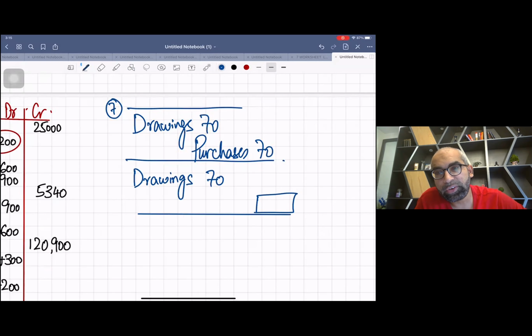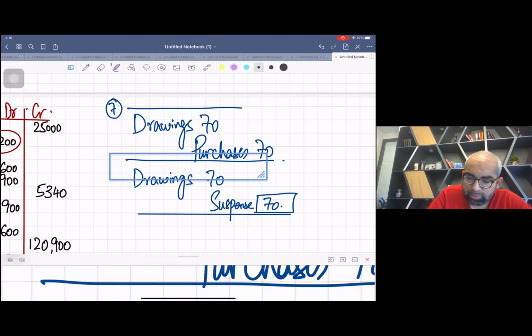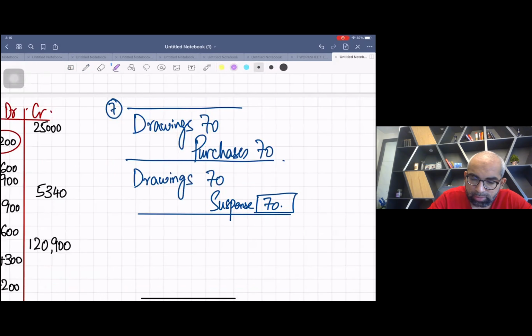So can you open your eyes? Can you see that in the second entry both sides are not the same? When both sides are not the same, that means the trial balance is out of balance, so you need to open a suspense account. Now very easy, extremely easy. Make the third entry.